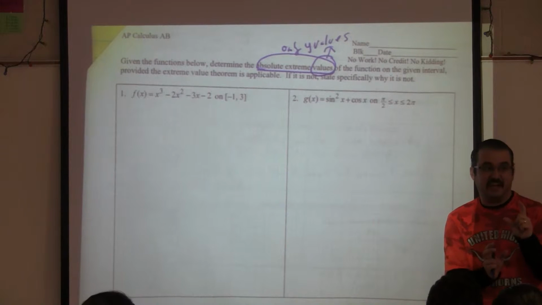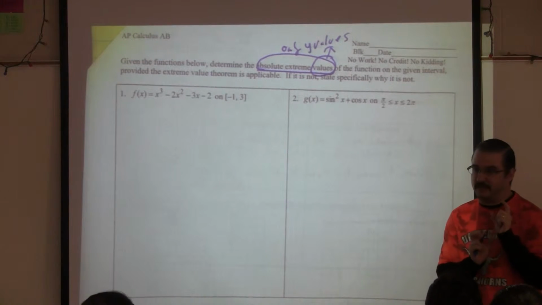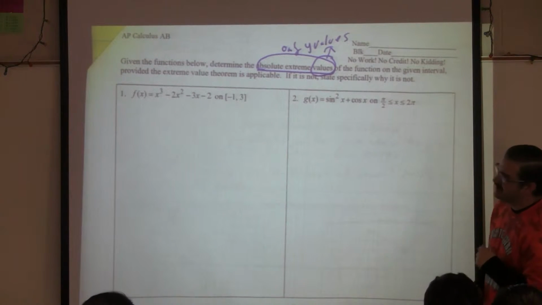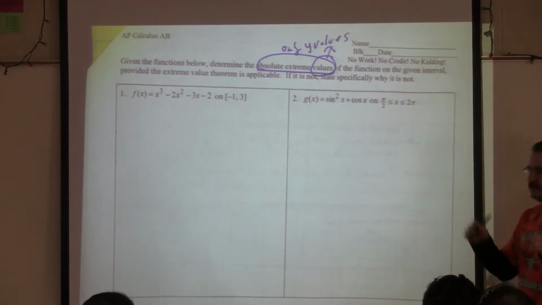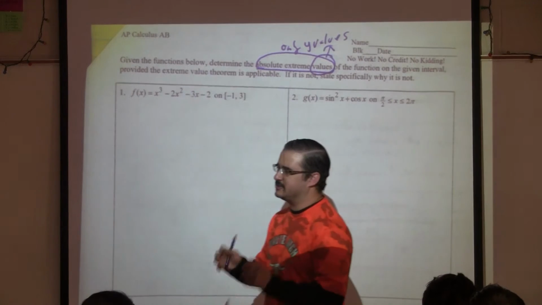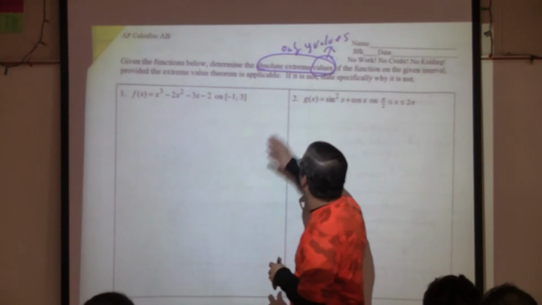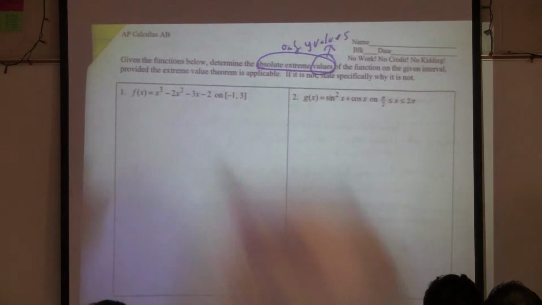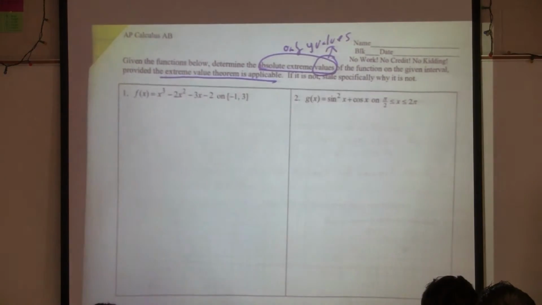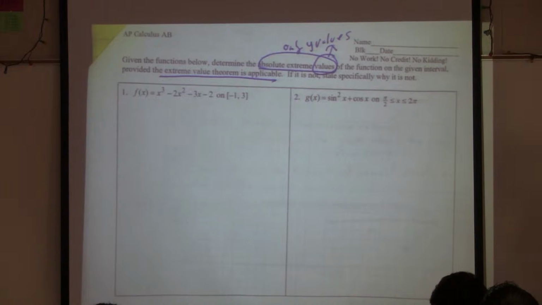You go for the y. Then you have to be very careful and make sure you pick the right one. You have to know the difference, okay? If they say absolute extrema, you're finding the whole point. If they say extreme values, you're only looking for the y parts. Provided that the extreme value theorem is applicable. If it is not, state specifically why it is not.